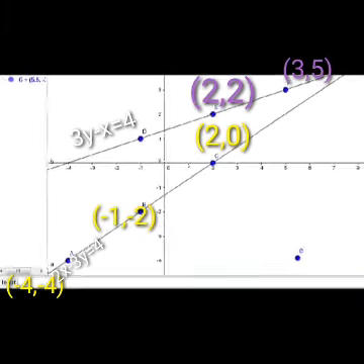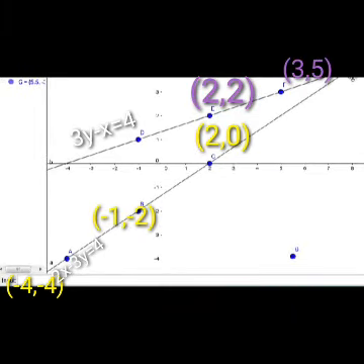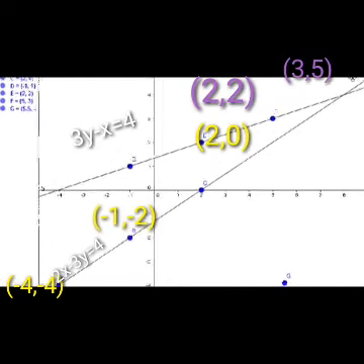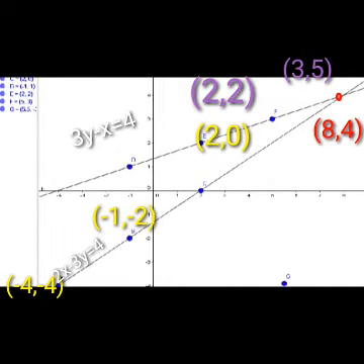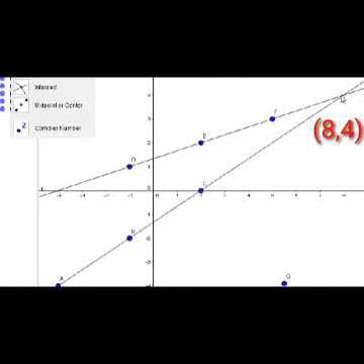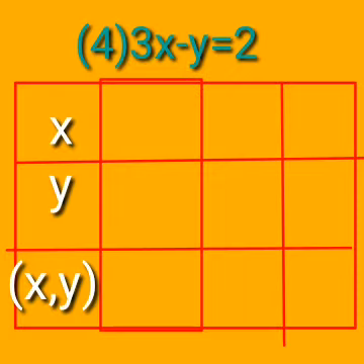Now these two lines intersect at the point (8, 4). That is our answer. Addition of coefficient of x and y is 3 minus 1, which is equal to 2. Constant 2 upon 2 is equal to 1. Take this value in both columns of x and y.